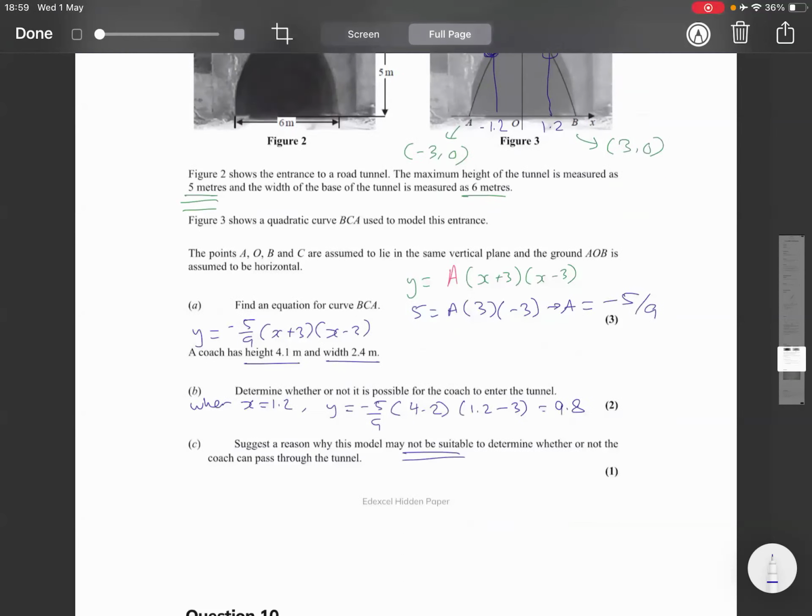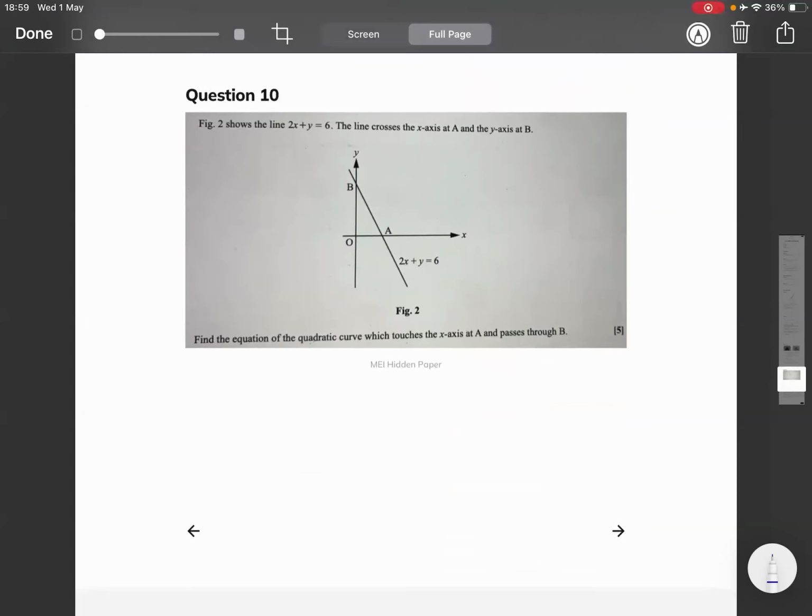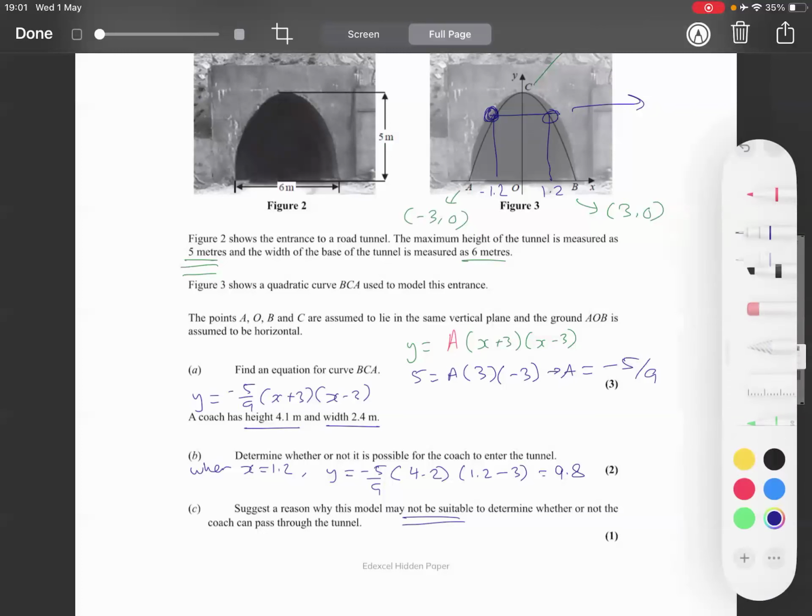Let's do the last question. Can you try this? Find the quadratic. So I just made a mistake typing it into my calculator. Instead of 9.8, it's 4.2, but even then 4.2 is bigger than 4.1. So it can pass under the tunnel, but then it's kind of risky as well. There's only 10 centimeters of room. So again, you have to be careful about the model. So you can just say the quadratic curve only applies to the entrance. It should apply all throughout consistently.